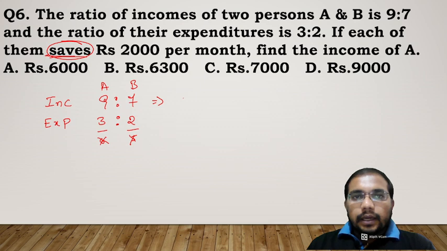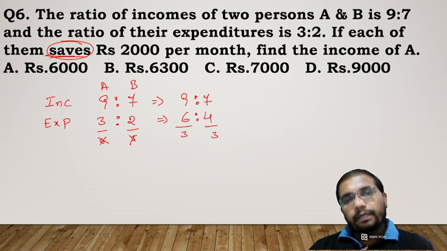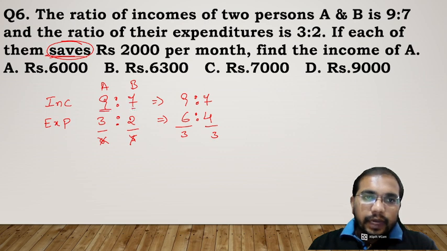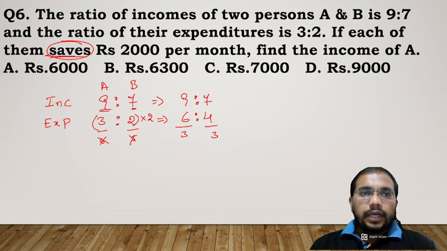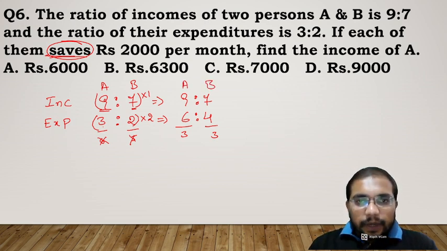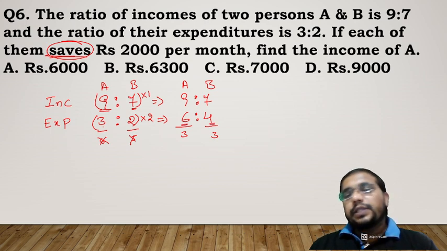But can I write 9 and 7 and 6 and 4? Yes. Sir, how are you writing 6 and 4? I am taking the difference between 9 and 7, that is 2, and multiplying with 2. 3 and 2 difference is how much? 1. I am multiplying with 1. So A income 9 parts, B income 7 parts. A expenditure 6 parts, B expenditure 4 parts.